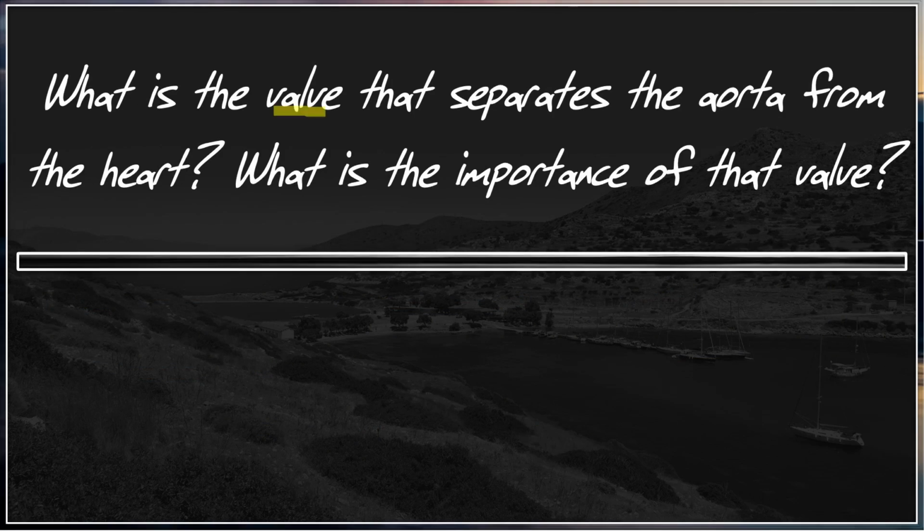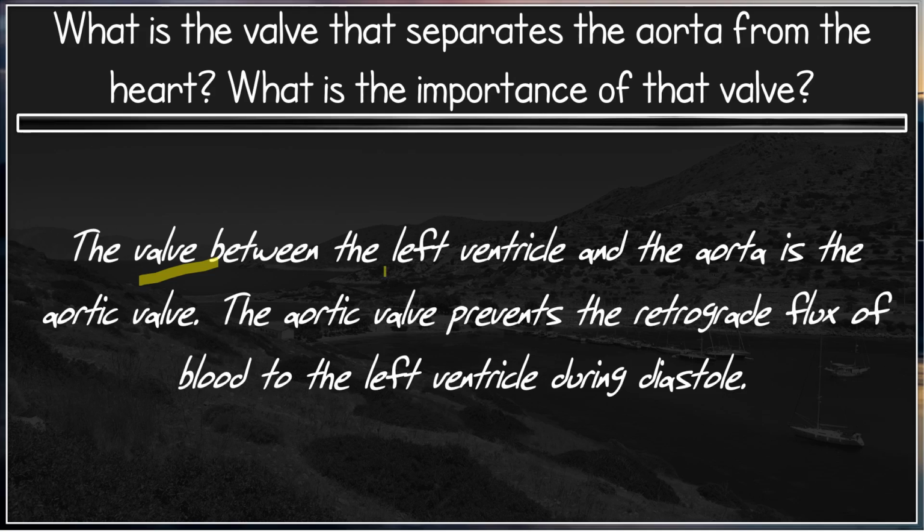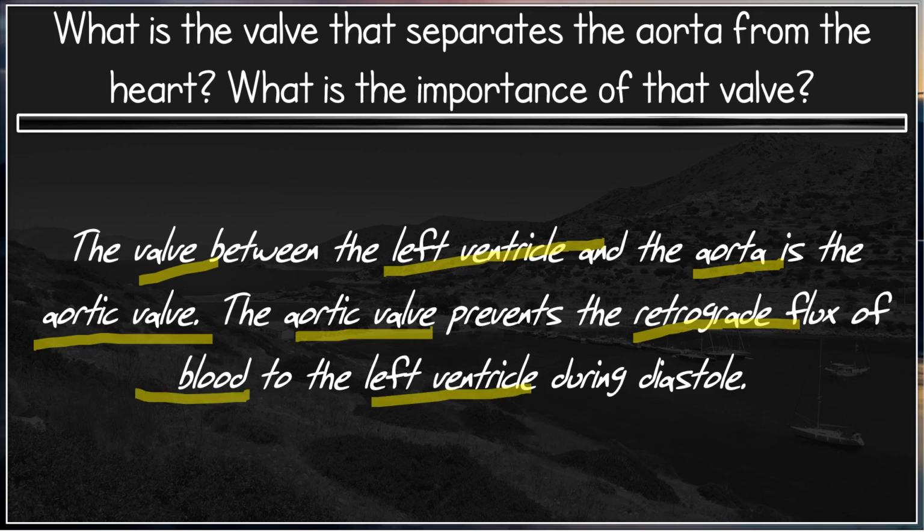What is the valve that separates the aorta from the heart? What is the importance of that valve? The valve between the left ventricle and the aorta is the aortic valve. The aortic valve prevents retrograde flux of blood to the left ventricle during diastole.